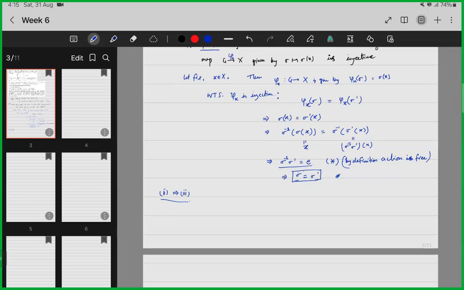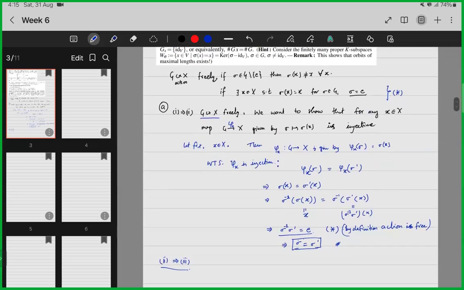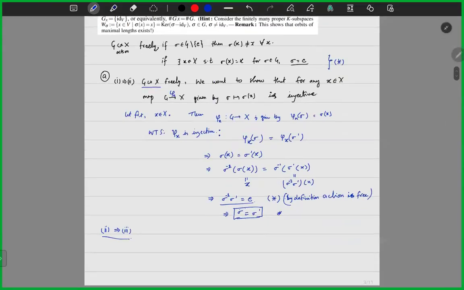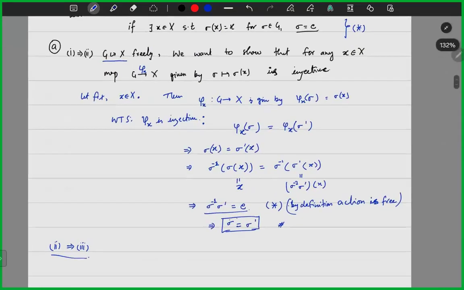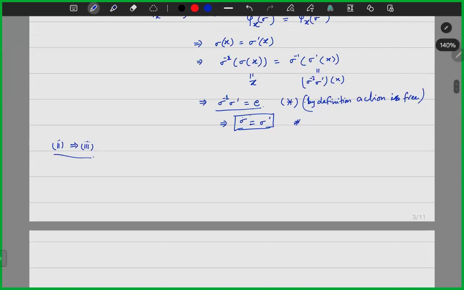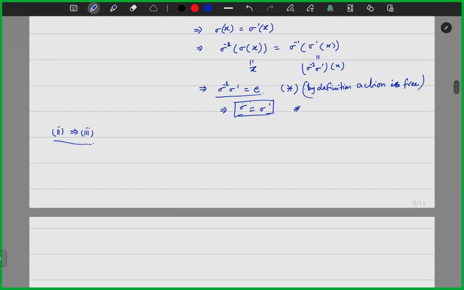We have to show 2 implies 3. That means we have to show that given any x, the map from G to Gx is bijective.